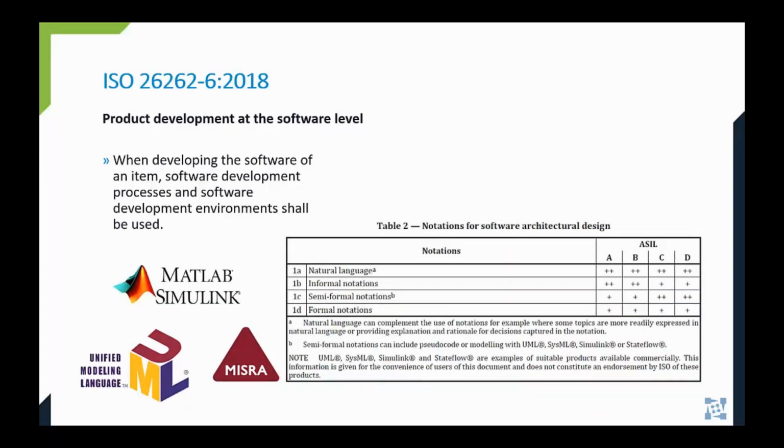Table 2 for the software architectural design, it lists notations such as the use of natural languages and modeling languages like Simulink, Stateflow, and UML. Verification can then come from the analysis of the code through static analysis solutions, and for modeling from the execution of models. I'll actually show an example of this in a couple of slides.